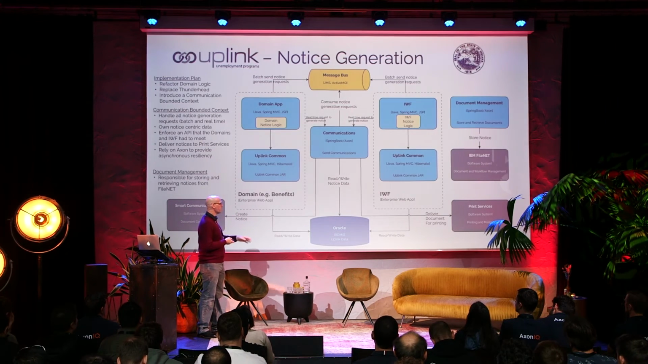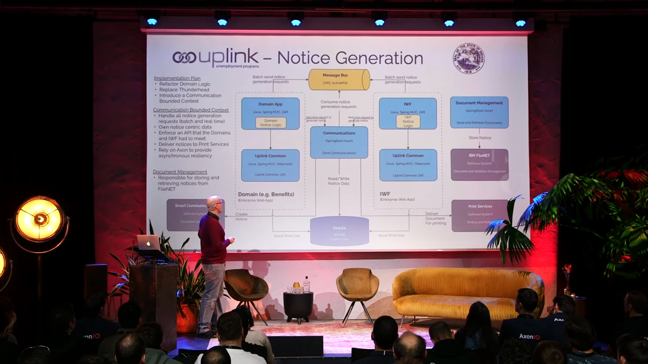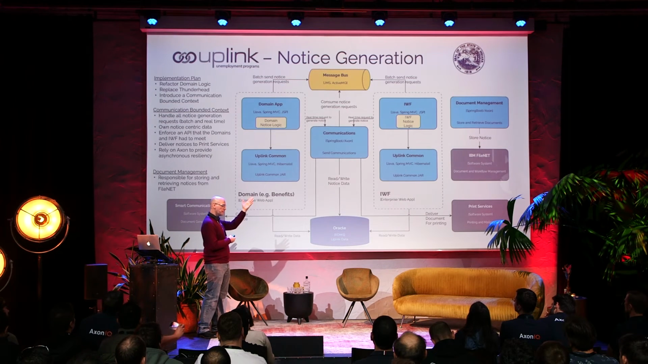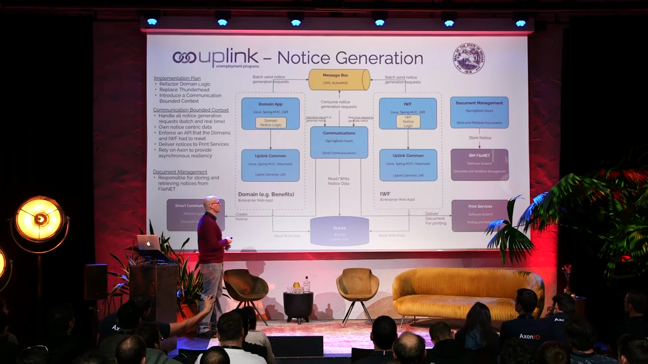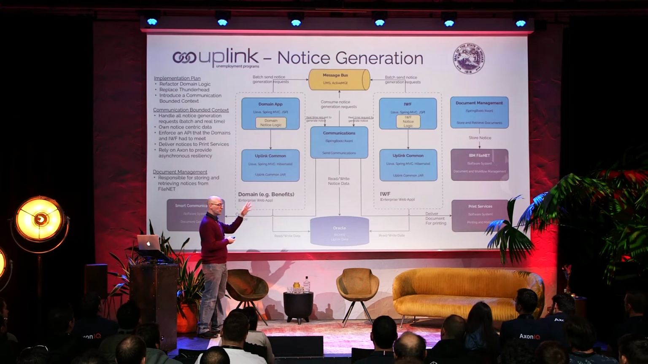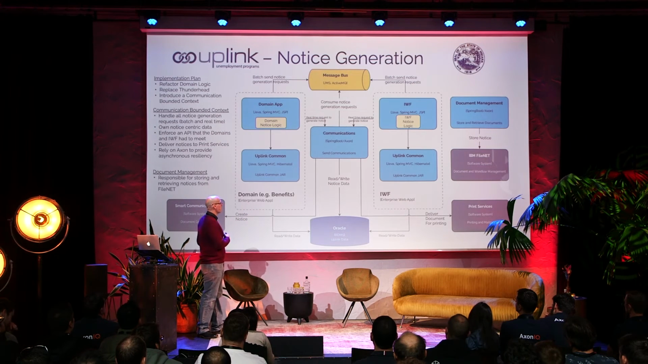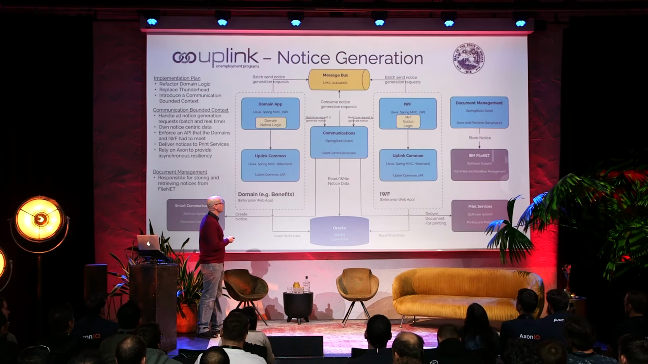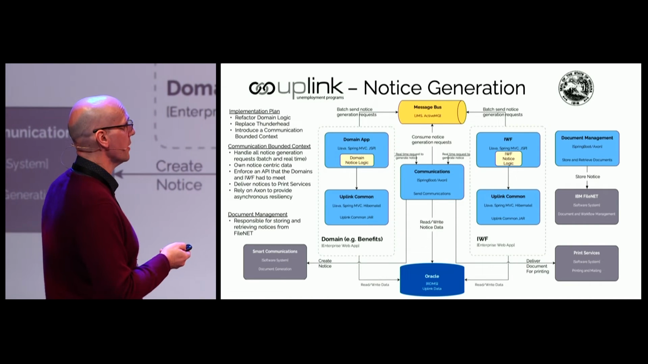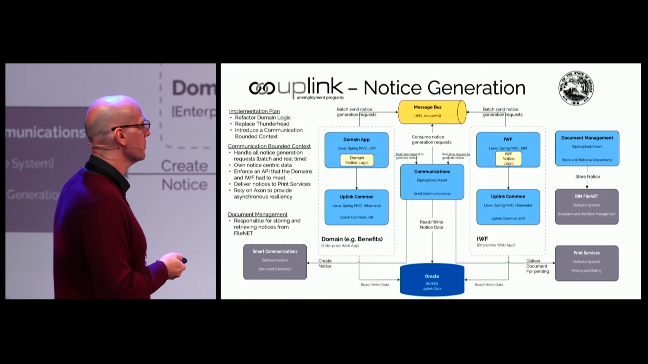It would deliver for printing, and because it is event driven, we'll just reuse document management. We'll just raise another event and let it grab the notices that are coming in and get them into FileNet. So we were able to reuse the other bounded context just by passing it an event. Communications will also be able to consume all the batch requests, be responsible for everything, and get that load off of IWF.